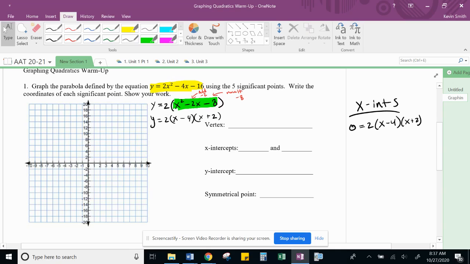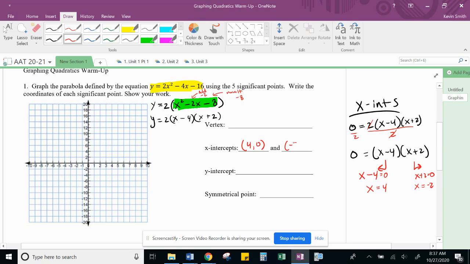And then we can solve this thing for x. So I like to divide out this 2. I think that's really easy to do. 0 divided by 2 is still 0. And we get x minus 4 times x plus 2. Then I have two things multiplied together. They equal 0, so I can use the zero product property. Either x minus 4 equals 0 or x plus 2 equals 0. Solve for both. x equals 4, x equals -2. So my x-intercepts are (4, 0) and (-2, 0). So I'll plot those.